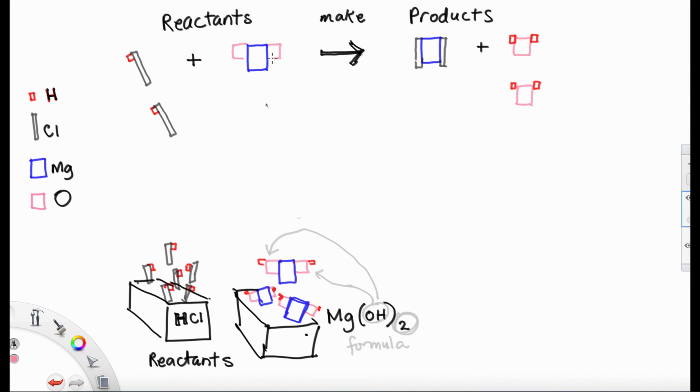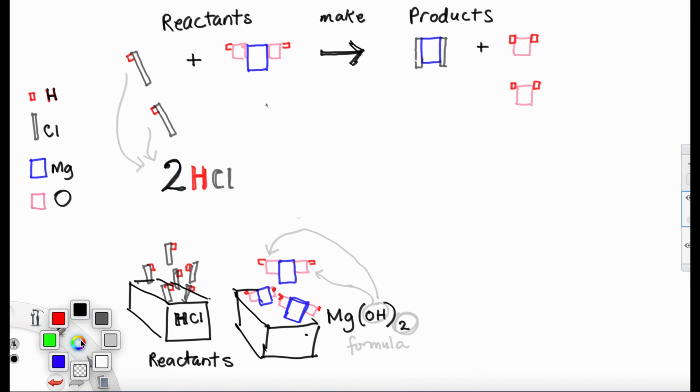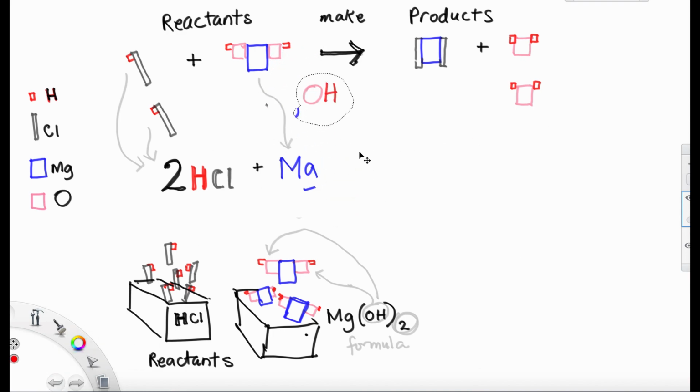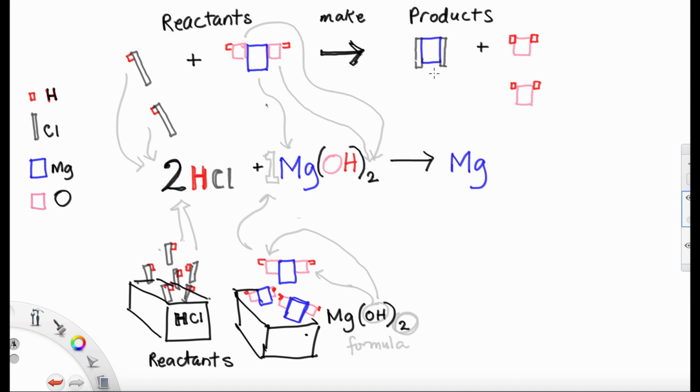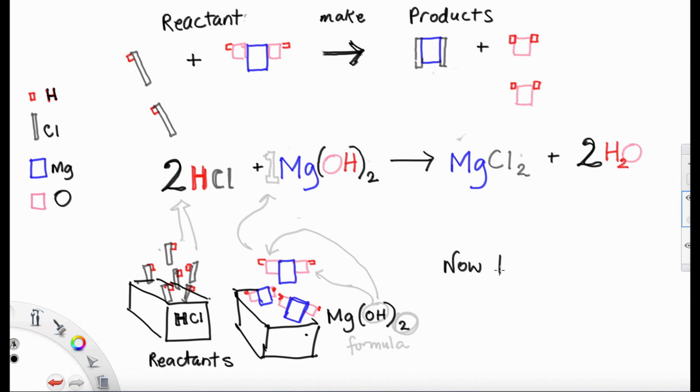So if we were to write this, let's write this now. We say that there are 2 HCl's added to 1 magnesium hydroxide, Mg(OH)2. And then that creates an MgCl2 plus 2 H2O's. And now this is a balanced equation. Now it's balanced.